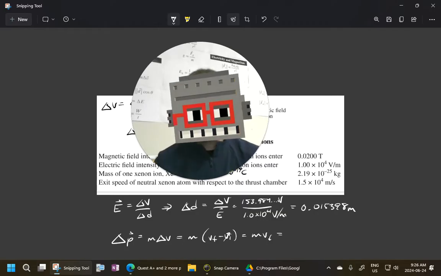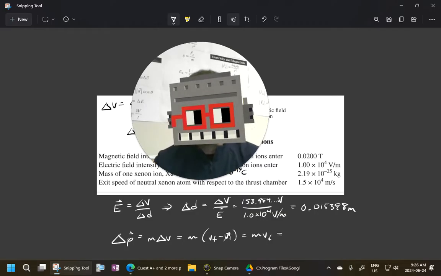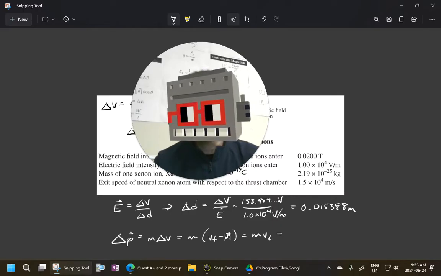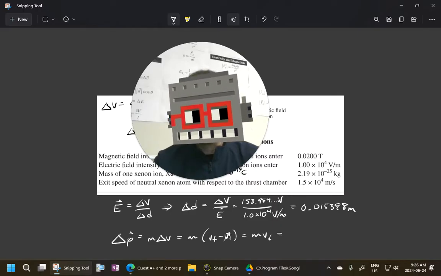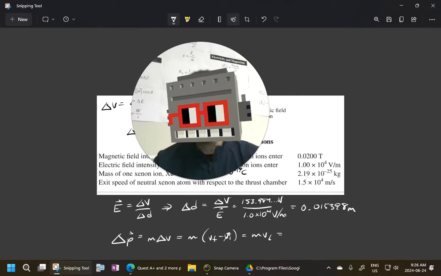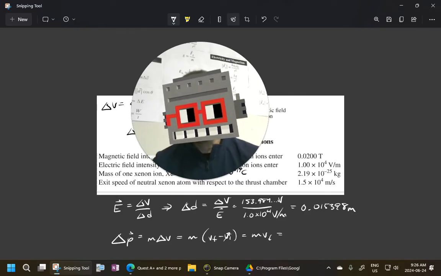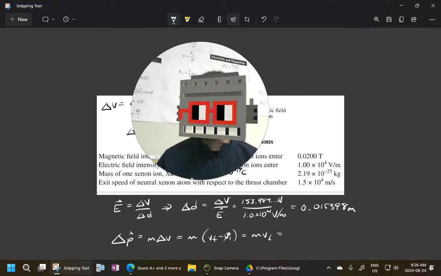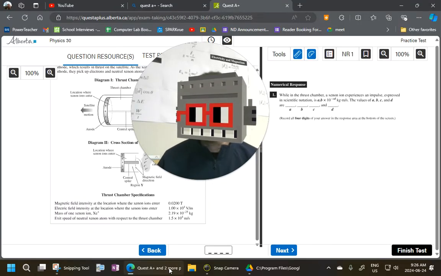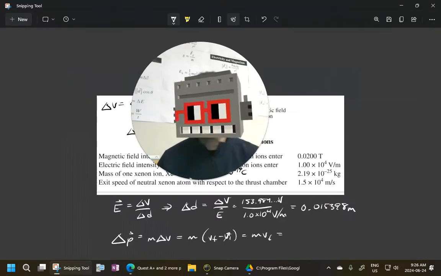So this seems like a pretty easy question. 2.1 times 10 to the negative 25 times my final velocity, 15,000 or so. Okay, so we get an answer of 3. Oh, I should probably write this down. I want scientific notation.